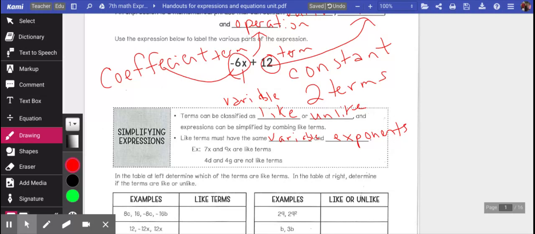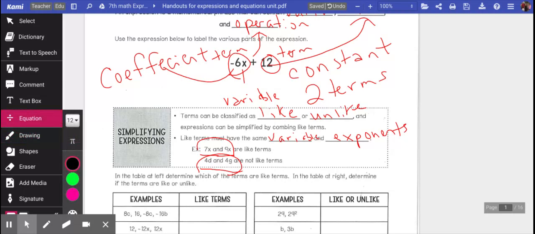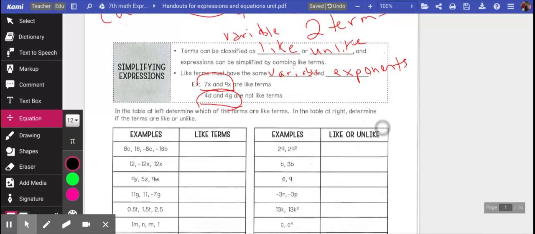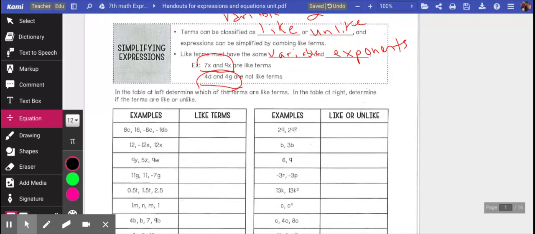So for example, 7x and 9x are like terms because of the x. 4D and 4G are not. So you could add 7x and 9x if we needed to, if there was a plus sign. But if there was a plus sign here, you would just leave it as 4D plus 4G. So in the table, we're going to determine if they're like terms. And then you can either circle them or write them down, however you want to do it.